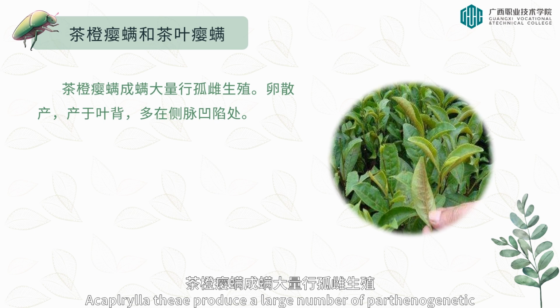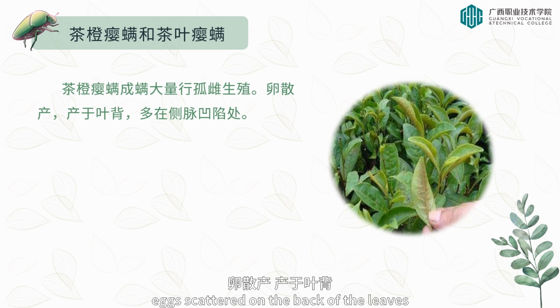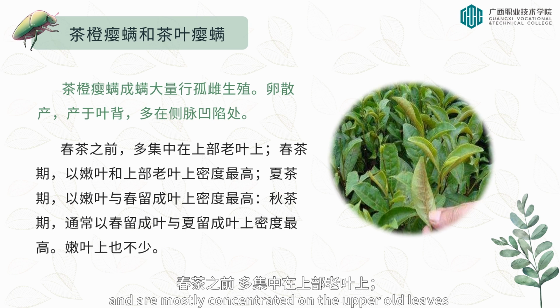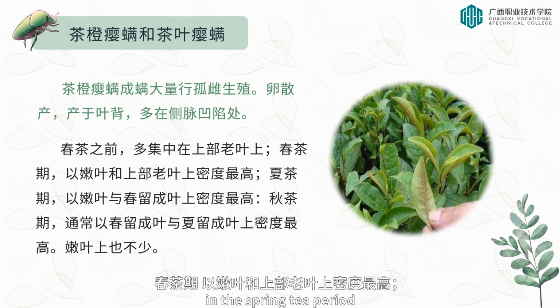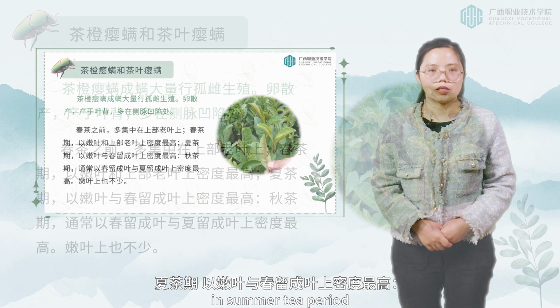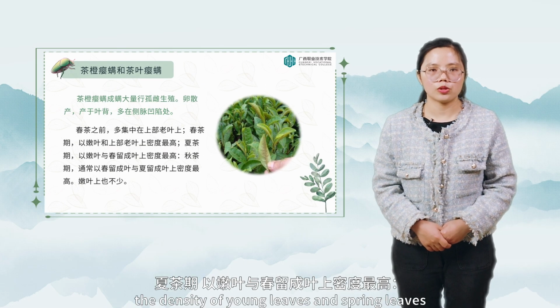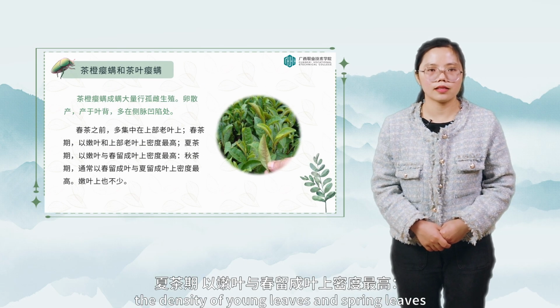Acaplerylanthe produce a large number of parthenogenetic eggs scattered on the back of the leaves, mostly in the depression of the lateral veins, and are mostly concentrated on the upper old leaves before spring tea. In the spring tea period, the density was the highest on the tender leaves and the upper old leaves. In the summer tea period, the density of young leaves and spring leaves is the highest.